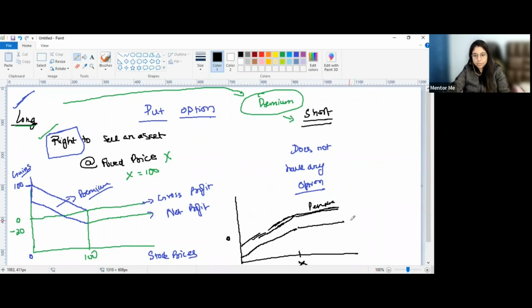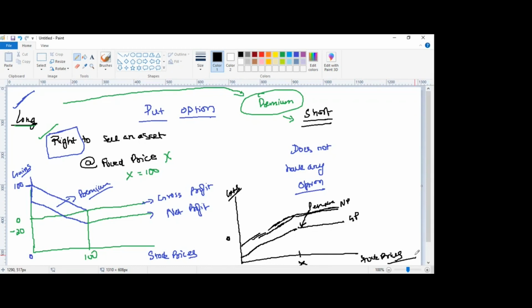So this is your premium, and the difference between the two lines is the premium. This is your net profit, this is your gross profit. Of course, in this case, the maximum profit can be the premium, and the maximum loss can be the exercise price minus the premium. Okay? This is again gains against stock prices. Okay? I'll just summarize it in the form of a table also.